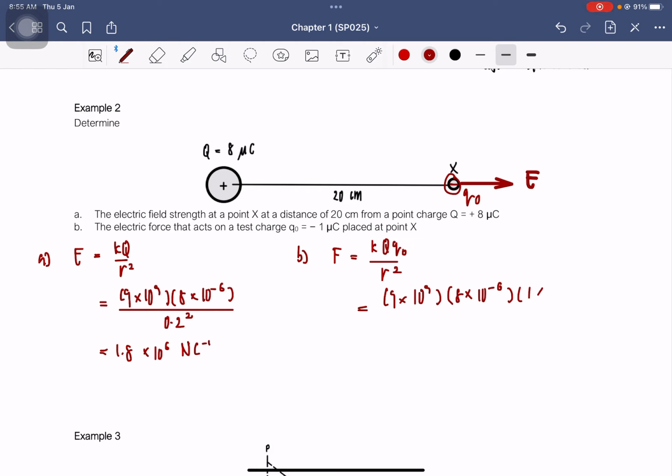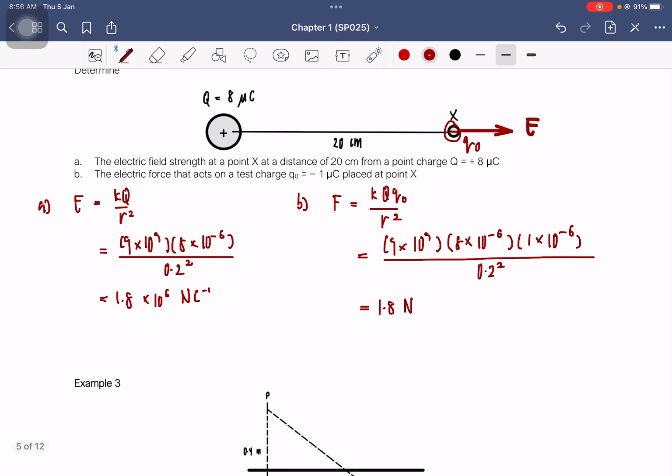So this is 1 times 10 to the power of -6 over 0.2 square. So this is equal to 1.8 Newton.